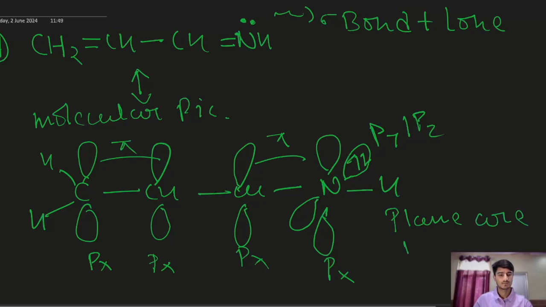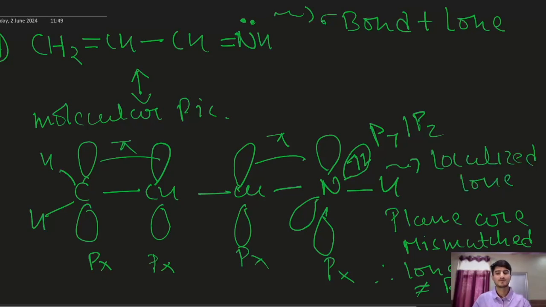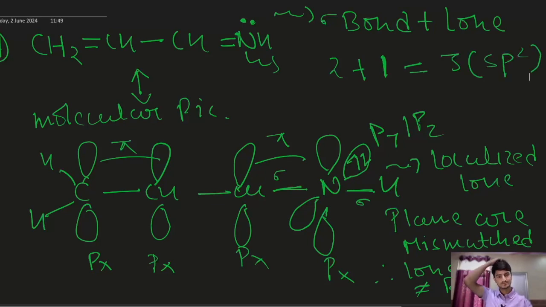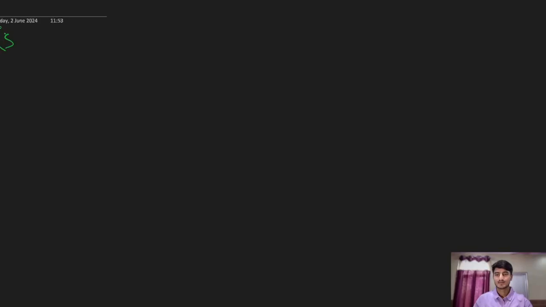The planes are mismatched. That's why the lone pair cannot participate in resonance, and this lone pair will be called a localized lone pair. So if we have to calculate this hybridization, number of sigma bonds: one with hydrogen and another with carbon, 2 sigma bonds plus one localized lone pair. The summation tells us the hybridization is sp2. Clear?